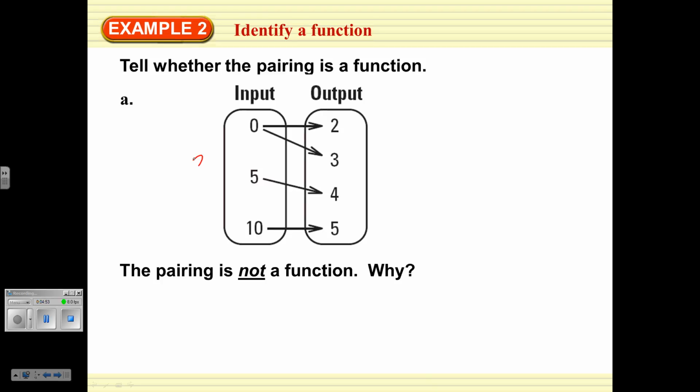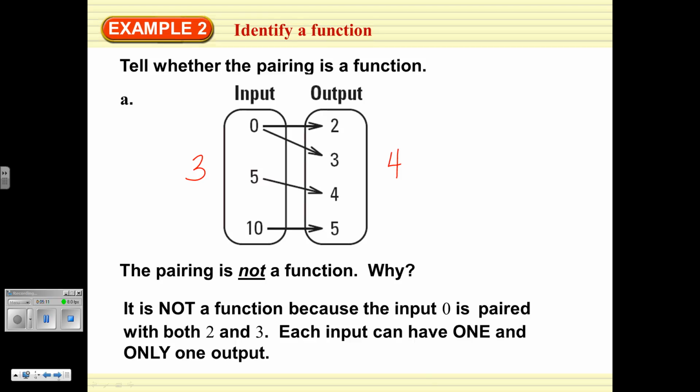First of all, we have 3 input values, but we have 4 outputs. You should never have more outputs than inputs. It's definitely not going to be a function in that case. Each x value should only generate one y value. The other reason we can say is this, it is not a function because the input 0 is paired with both 2 and 3. We can't have a 0, 2 point and a 0, 3 point and it be considered a function.